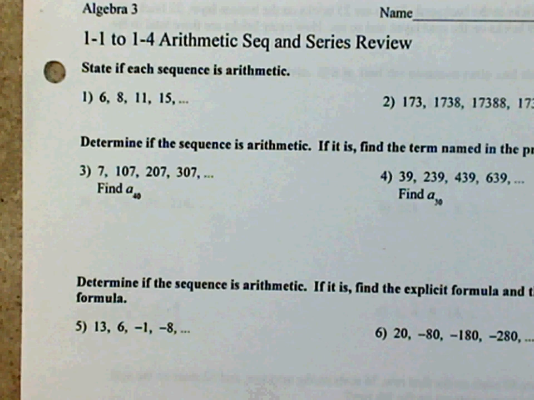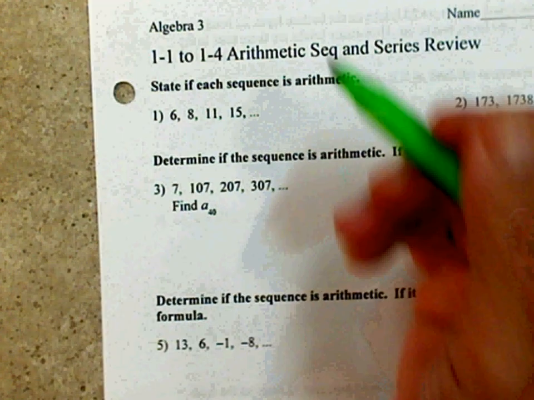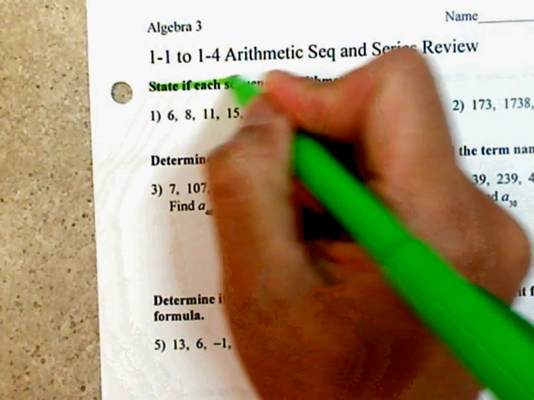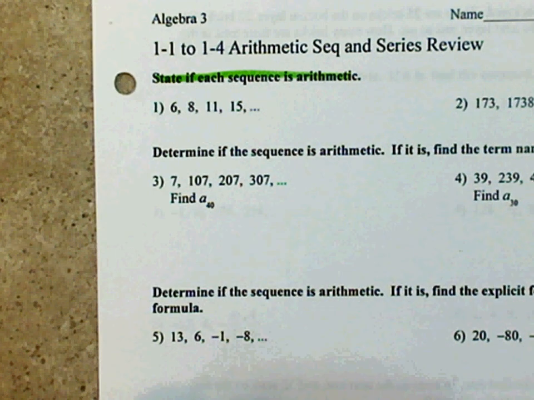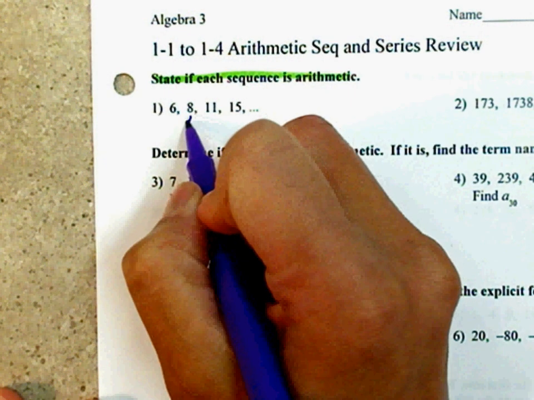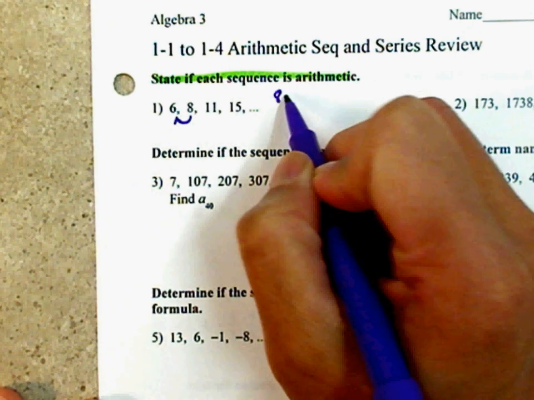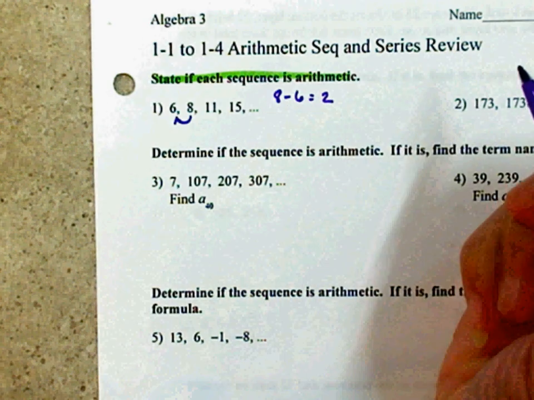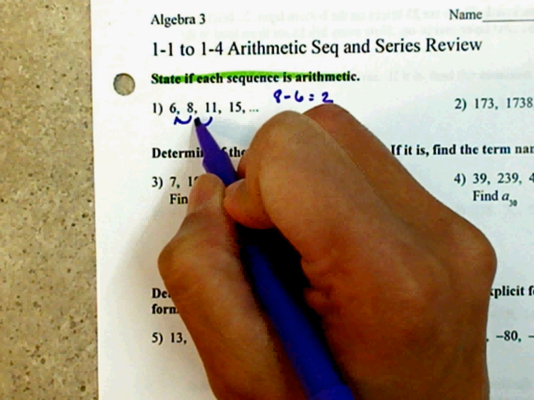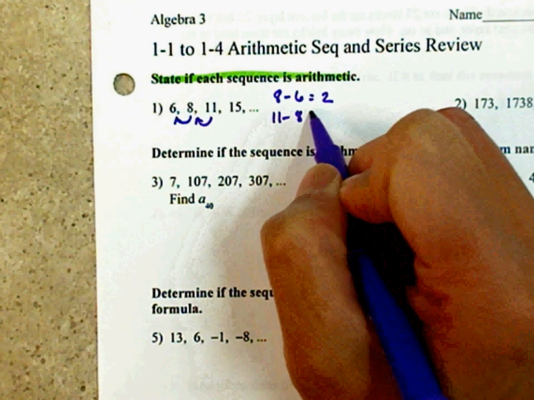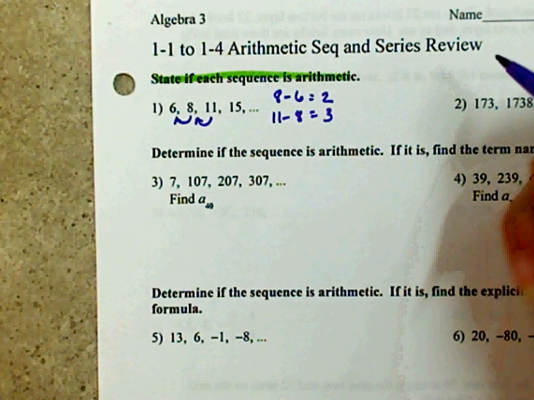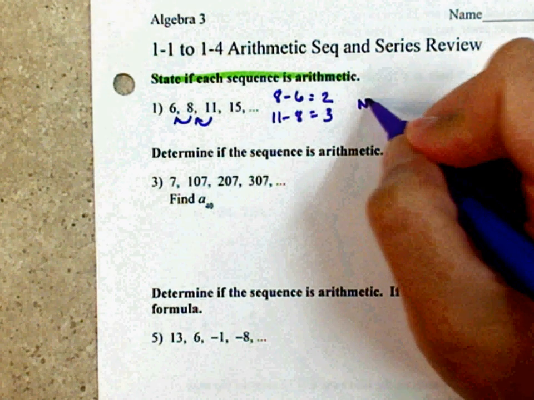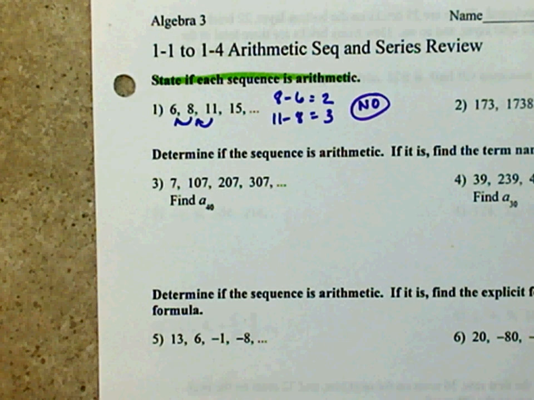The first question says, state if it's an arithmetic sequence. All you have to do is tell me yes or no. So let's take a look at the very first problem, okay? How would I know? You would take the second number minus the first one. So 8 minus 6 is 2. 11 minus 8 is 3. Do you see how these numbers are not sequential, like in order? So this one is a no, okay?